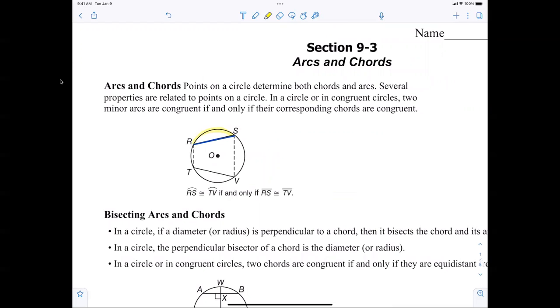So now, what do you think is true if I said that TV is congruent to RS? Yeah, the arcs are congruent. All right, the arcs are congruent. That's exactly correct. And also, the converse of that would be true, which just says if the arcs are equal, then what? The chords are equal, correct?